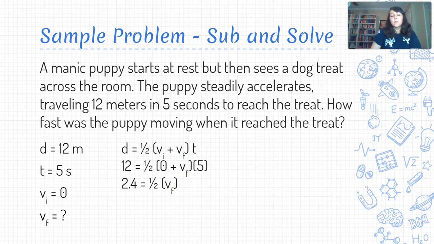So now I've got 2.4 is equal to 1/2 of VF, so then I can just divide both sides by 1/2 or multiply by 2, same thing, right? And I get a final velocity then for my puppy of 4.8 meters per second, right? Got to make sure we got units in there as well, by the way. Since we did a displacement in meters over a time in seconds, we know that the units in there are meters per second.